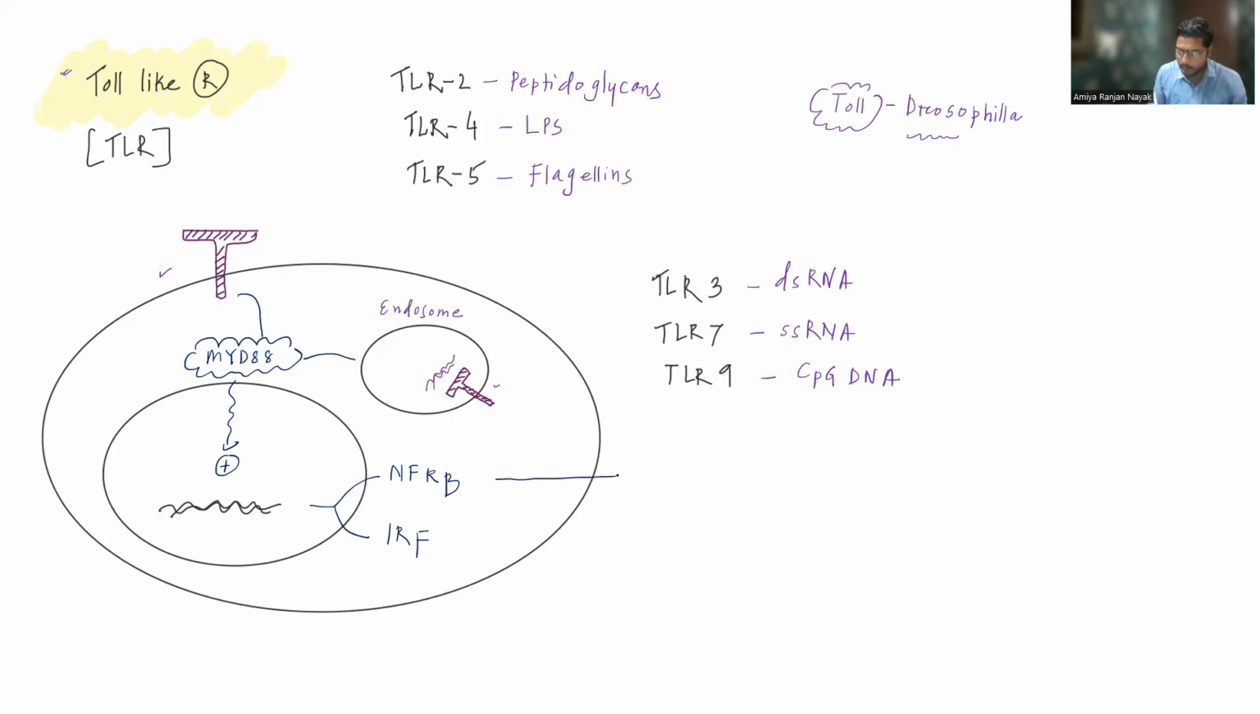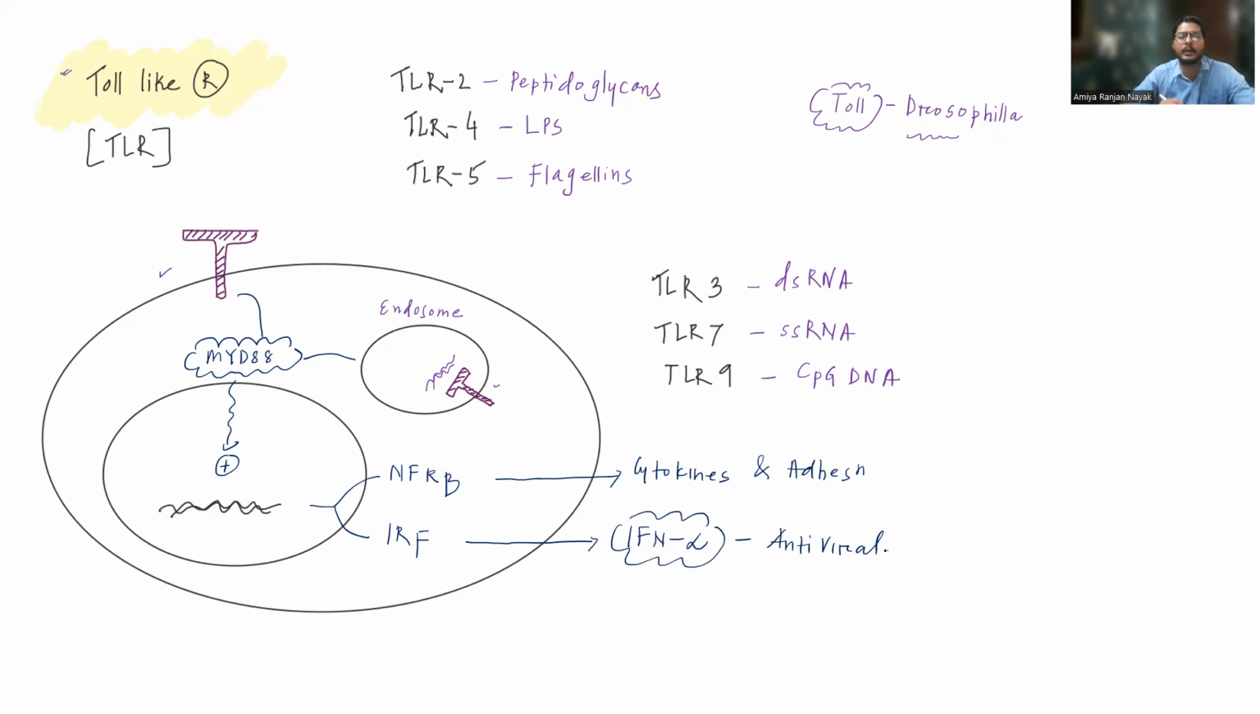NF kappa B is going to produce cytokines and adhesion molecules that help in the process of inflammation against the particular pathogen. And interferon regulatory factor is going to produce interferon alpha. And this interferon alpha has antiviral properties. So this is about the toll-like receptor.